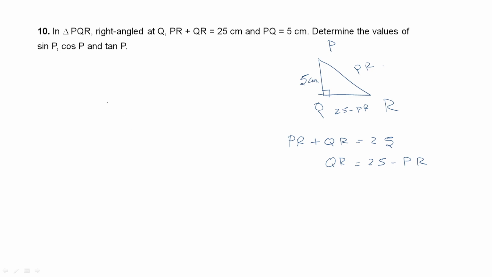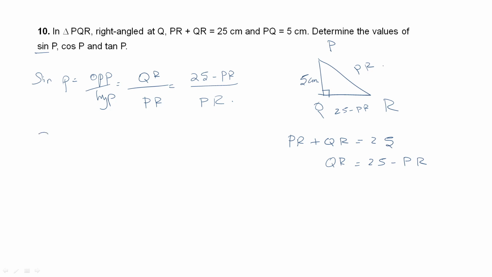Let us see. First of all, let us find out sin P. Sin P, what is that? Opposite by hypotenuse. What is the opposite side? QR, and the hypotenuse PR. So QR is 25 minus PR by PR. We can substitute like this or you can use another method also.